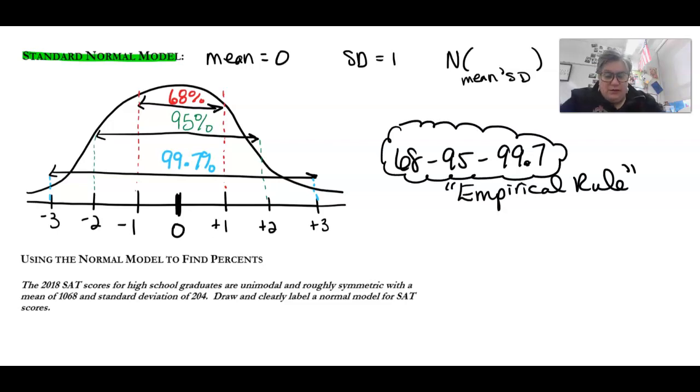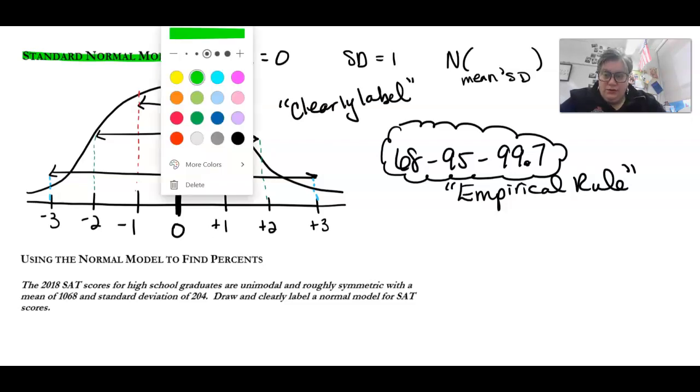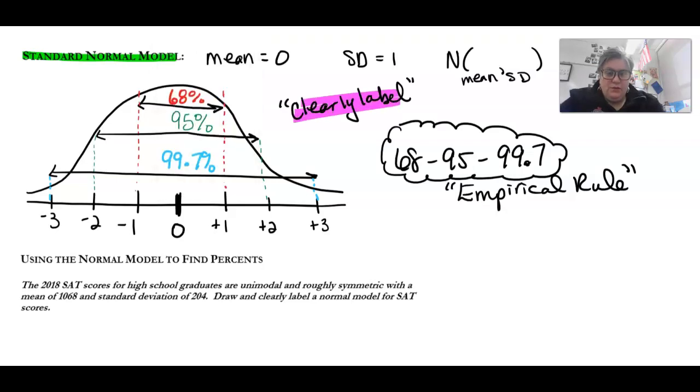There is something that you need to be very careful of. Whenever something says clearly label, you need to make sure that you include those percents. So when you clearly label, you have to include these percents on the picture like we did here to the left. When we have something that fits a normal model, we want to be able to apply it to the population. Even though it's just one data set, you should be able to apply it to the population if it's unimodal and roughly symmetric.